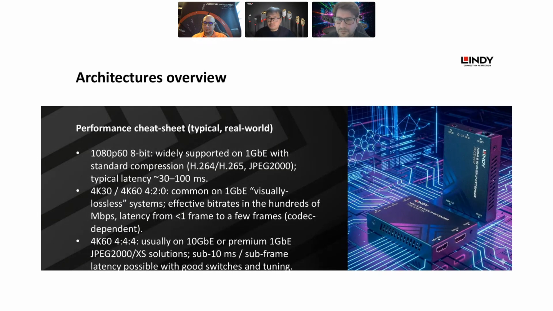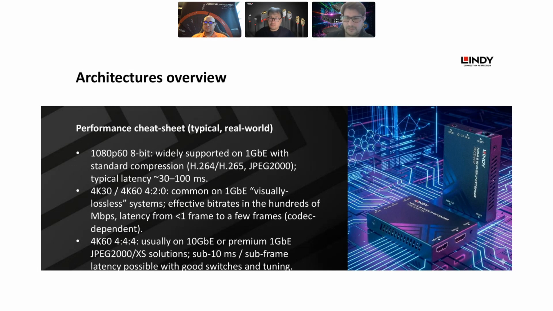The performance. Full HD, 60 Hz, 8-bit color subsampling, widely supported on 1 gigabit with a standard compression, H.264 or H.265 or JPEG 2000. Typical latency will be up to 100 milliseconds. You will get a resolution of 4K 60 Hz, 4:2:0, common on 1 gigabit, visually lossless systems.